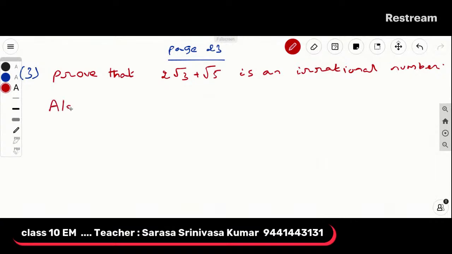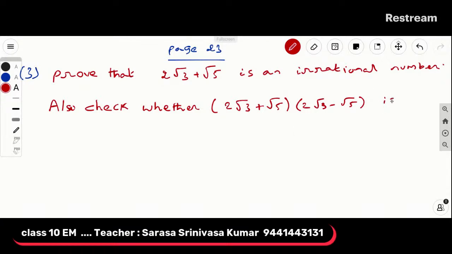Also check whether 2 square root of 3 plus square root of 5, multiplied by 2 square root of 3 minus square root of 5, is rational or irrational.